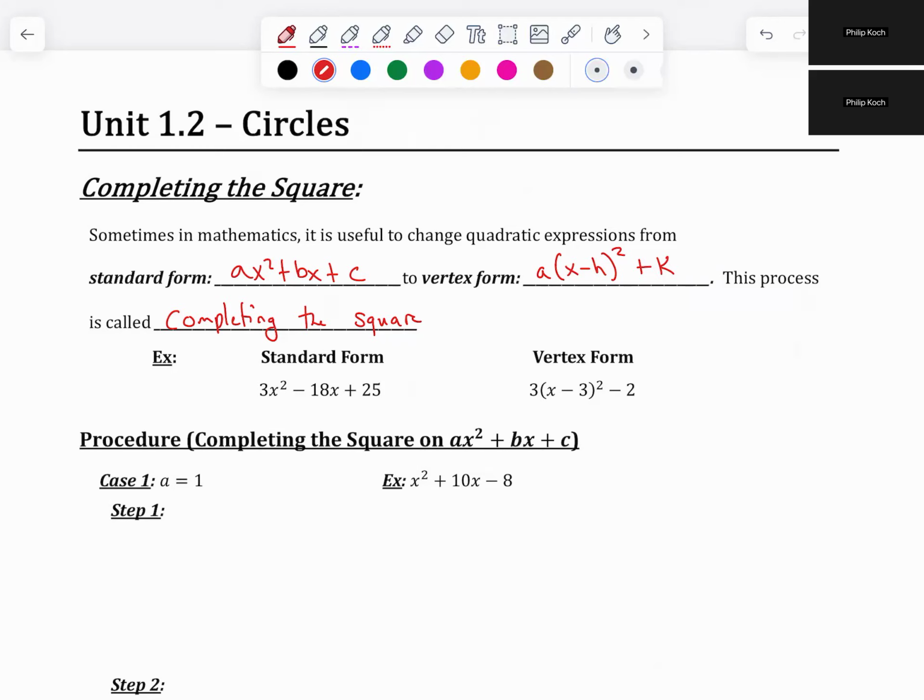So if you're trying to complete the square, there are 2 different cases. Case 1 is the nicer case, where the leading coefficient is 1.